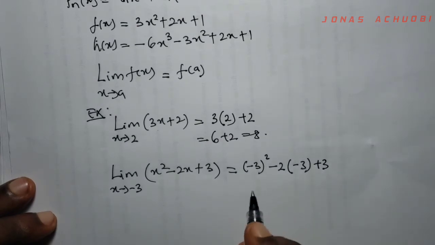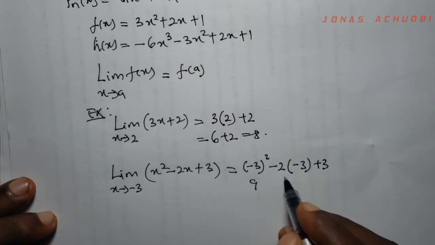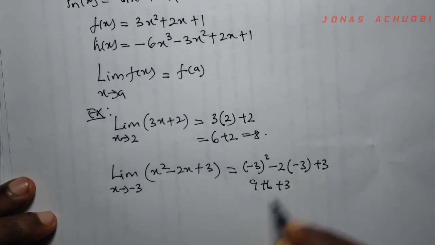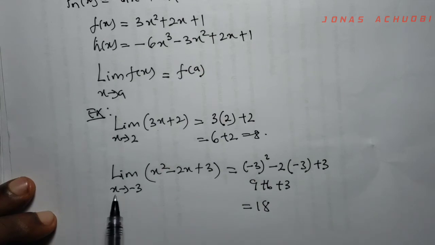So (-3) squared gives us 9. Minus 2 times -3 gives us plus 6, and then plus 3. So 9 + 6 is 15. 15 + 3 is 18. This implies that as x gets very close to -3, the function x squared - 2x + 3 gets very close to the point 18.